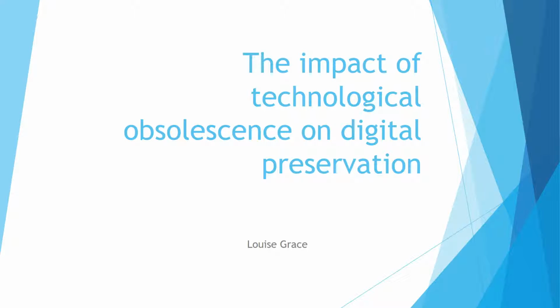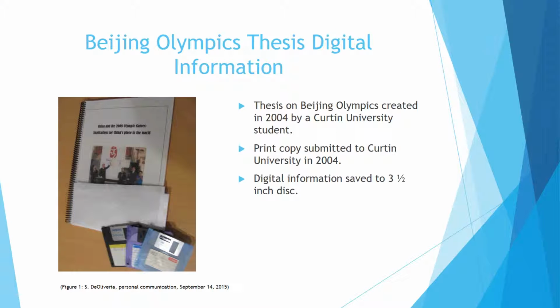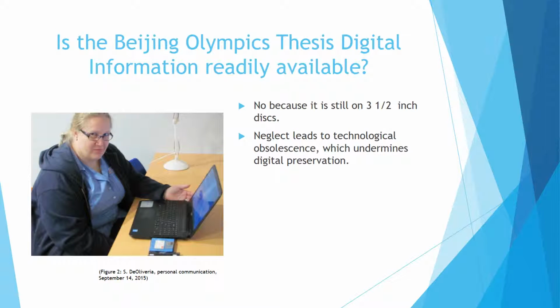This presentation is about the impact of technological obsolescence on digital preservation. In 2004, a Curtin student spent a year writing a thesis on the Beijing Olympics, which was stored on 3.5-inch discs. In 2015, the digital information on these discs could not be easily accessed by library staff because these discs are now obsolete. This neglected digital information leads to technological obsolescence, which is one of the greatest threats to digital preservation.